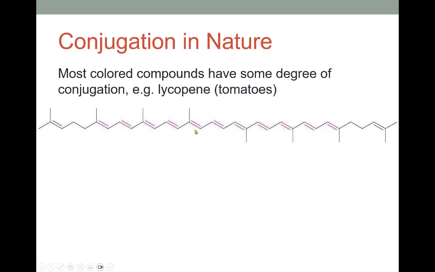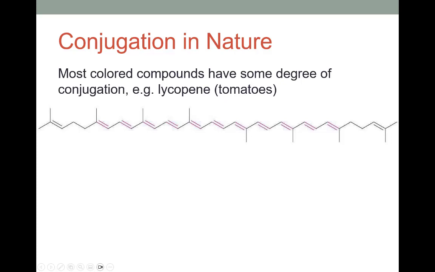So things in nature that are red and orange and sometimes yellow are often the result of conjugated molecules. The one shown here is lycopene, which is one of the primary components that makes tomatoes red. And you can see outlined in pink all of these alternating pi bonding systems.